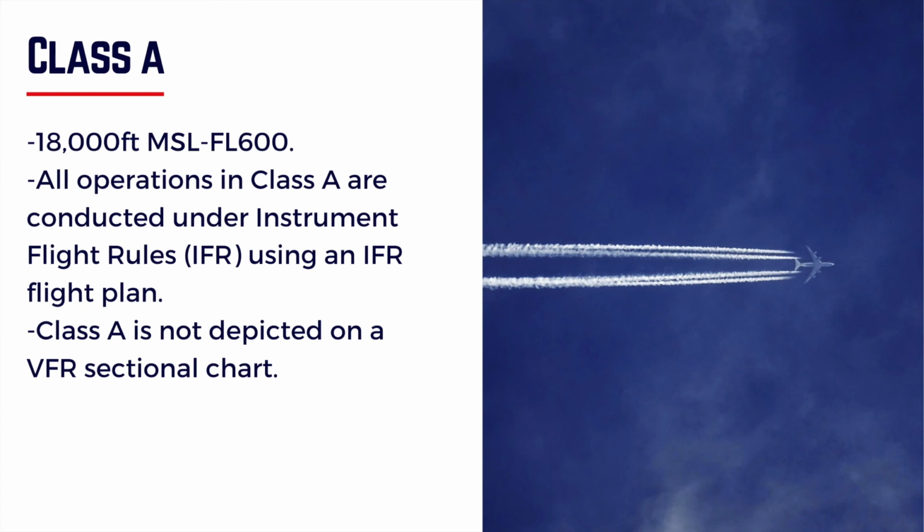Class A is also not depicted on a VFR sectional chart. You will not see it on a sectional chart. The other classes of airspace that we are going to cover through this course are all on the sectional chart, except Class A, because of the altitude it starts at. It's just expected of you as a remote pilot to know that even though it's not depicted on a sectional chart, it's still there. That airspace still exists, and it starts at 18,000 feet.